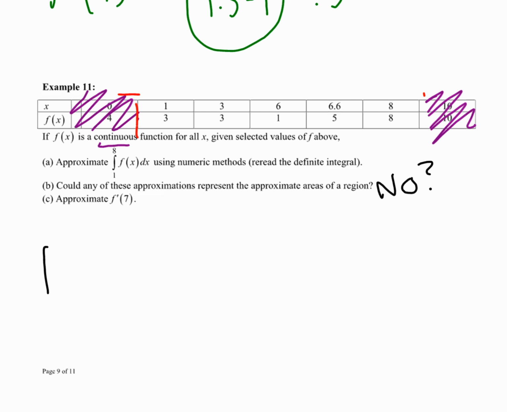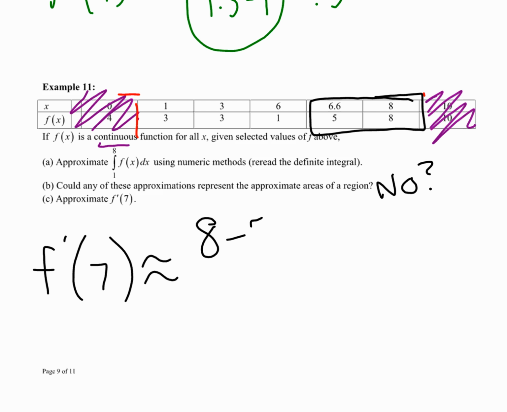All right, and then the last thing that we'll do with this table is approximate f prime of 7. 7 is between those values, so that's what we're going to use. We're going to say that's 8 minus 5 over 8 minus 6.6. All right, we could get a number, but why? This is a numeric representation. I would only try to get a more simplified expression if you needed to use this value in something else. All right, so that looks like a good place to stop.